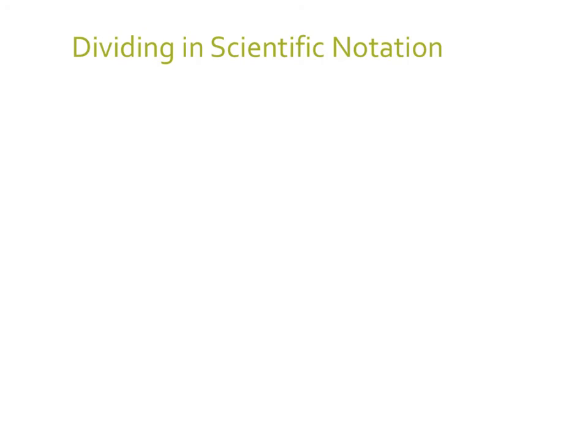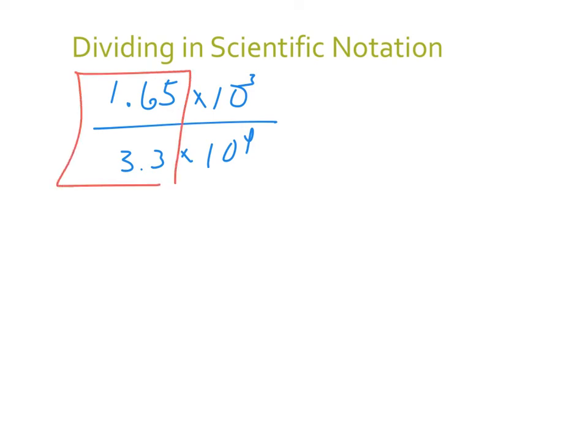Okay, so dividing in scientific notation. I just kind of made this problem up. I have 1.65 times 10 to the third divided by 3.3 times 10 to the fourth. So again, we just divide the front numbers, divide the powers of ten, same base, and then we turn it back into scientific notation. So 1.65 divided by 3.3 is the number 0.5.